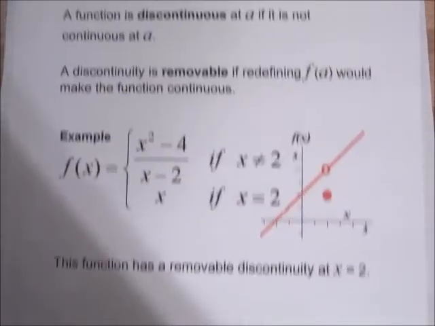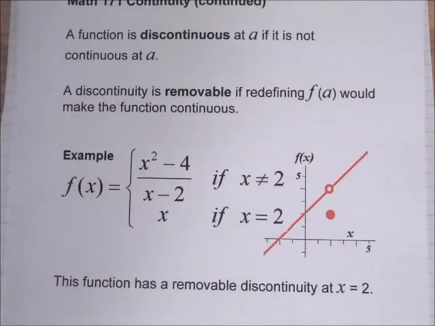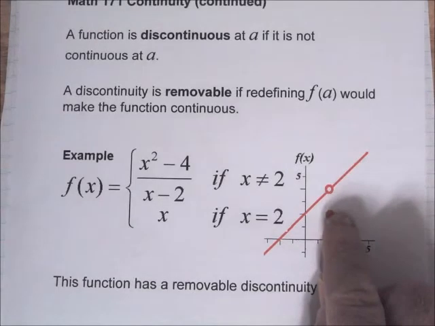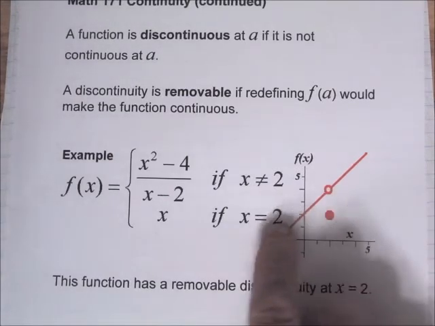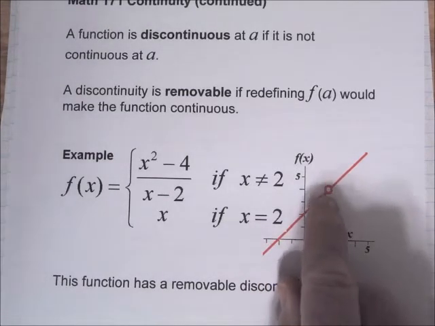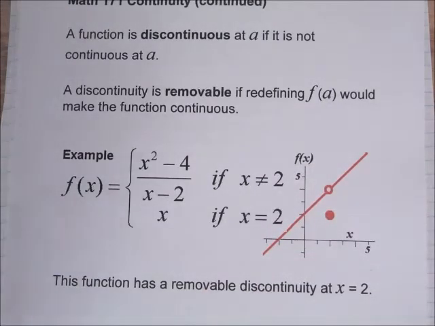I already have this on the screen here, but I'll just go over it again. This is an example of a function that is discontinuous at a. This is what's called a removable discontinuity, because if we redefine f of a to be equal to 4 instead of equal to 2, then this becomes a continuous function. So this is what's called a removable discontinuity.